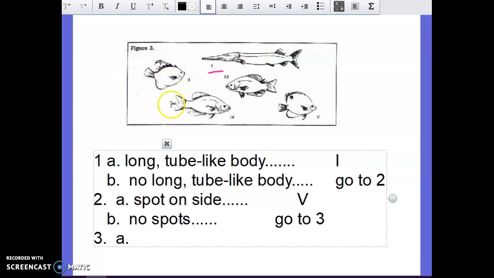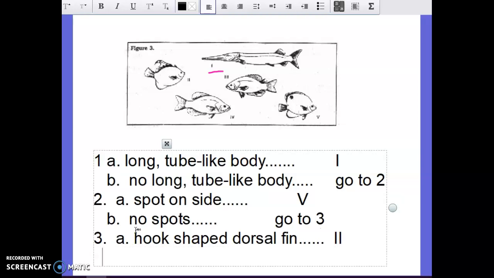Fish 2 with that hook-shaped fin, and that's exactly what I'm going to type. Hook-shaped dorsal fin. Okay, that would be fish 2, and then our B, which is going to be our opposite, no hook-shaped fin. Okay, and that'll be go to 4.